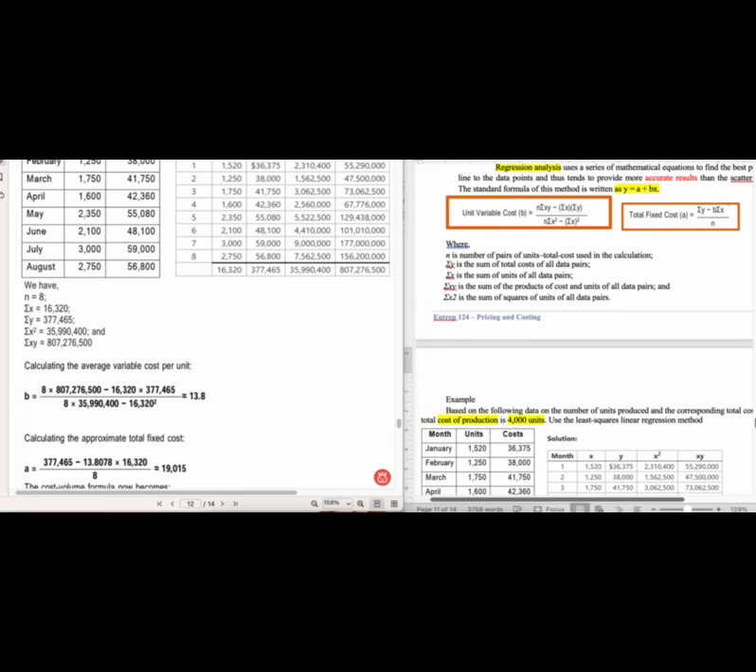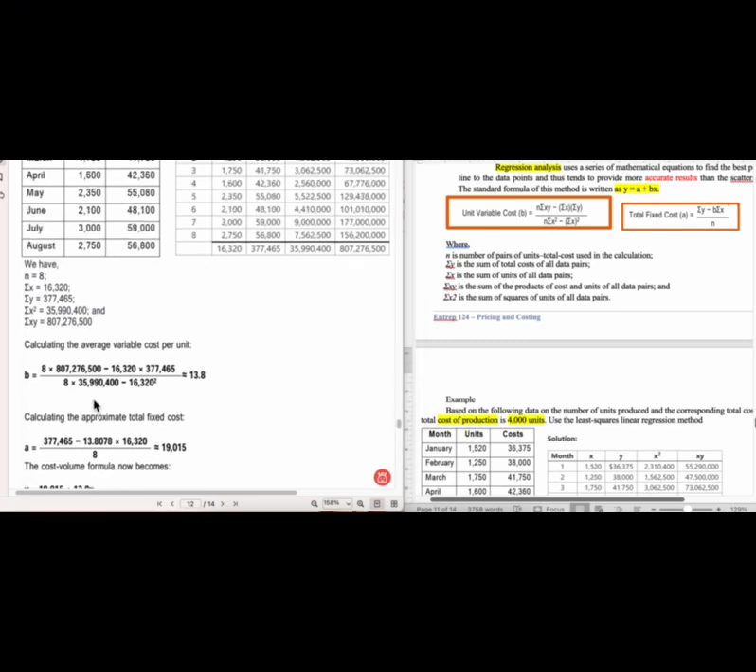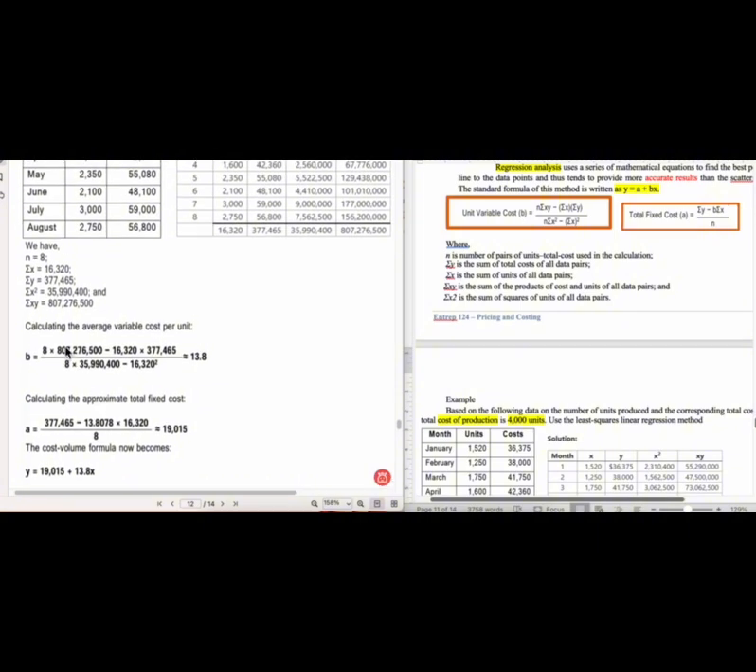Okay. So, if you multiply 8 by 807,276, we have here 6,458,000,000 and so on. Then multiply the other one too. Once you have that, subtract them from each other. 6,458,212,000.